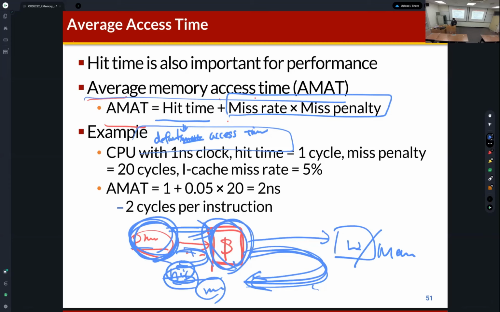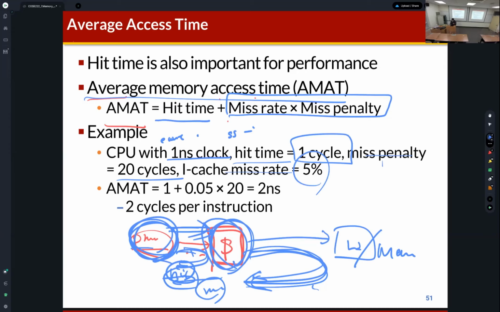So how can you calculate it? This is the example. The CPU has a 1 nanosecond clock period, the hit time is 1 cycle, which means it will take 1 cycle for the hit case, the miss penalty is 20 cycles, and the miss rate is 5%. Then calculate the average memory access time for this cache.